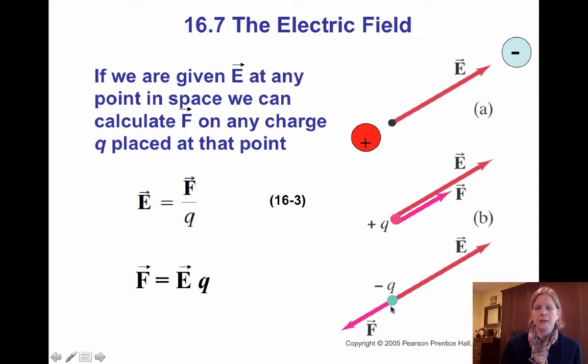In contrast, a negative charge dropped in an electric field will have a force on it in the opposite direction. And you can either think of it as being attracted to that positive charge the electric field originates from, or being repelled from that negative charge the electric field is heading towards. But either way, you get a force in the opposite direction of the electric field.